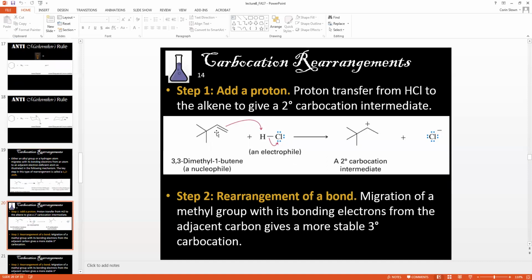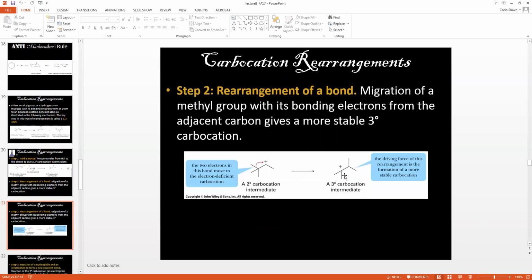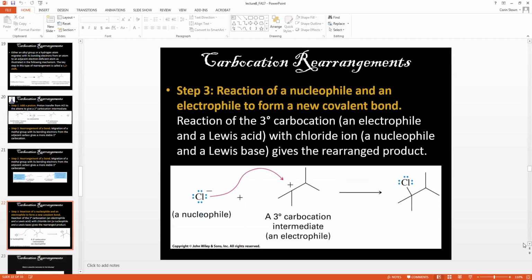So we know this first step. I add a proton. My double bond attacks my HCl, takes the hydrogen, and puts the electrons back onto the chlorine. I form a secondary carbocation. Step 2 is the rearrangement of a bond. That's where one methyl moves to where that carbocation is, forming a tertiary carbocation instead. That goes back to our idea of stability. And then last but not least, our chloride ion attacks the tertiary carbocation to form the rearranged product.